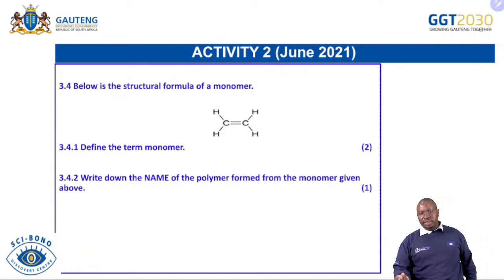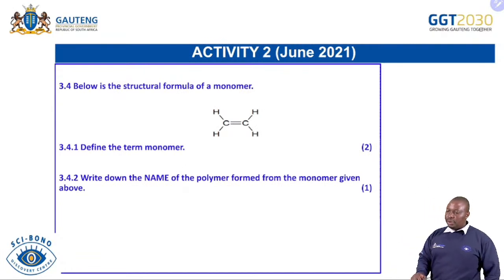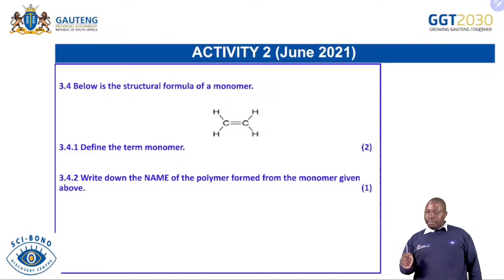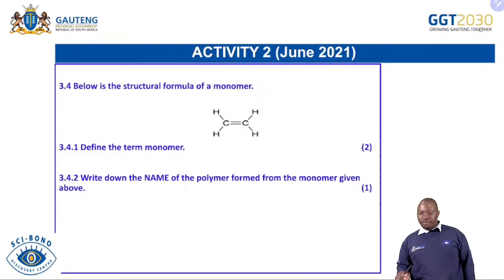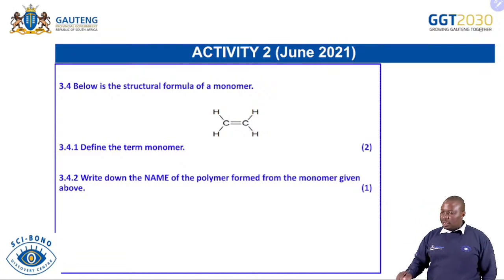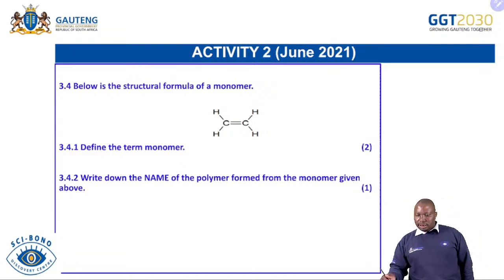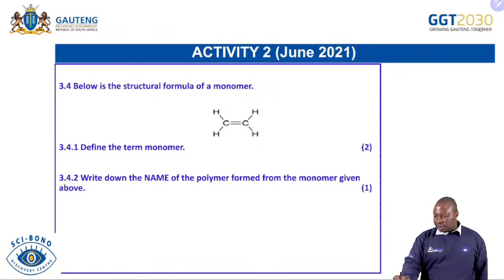Now, these questions repeat themselves. Look at that one below. This is June 2021, last year. It shows the structural formula of a monomer. So you can see our monomer given is ethene. Define the term monomer. You see now, the same definition came back. You're supposed to say the same definition again.